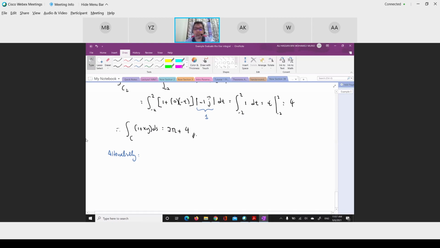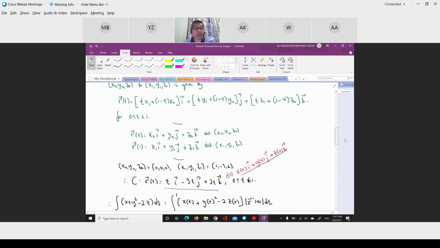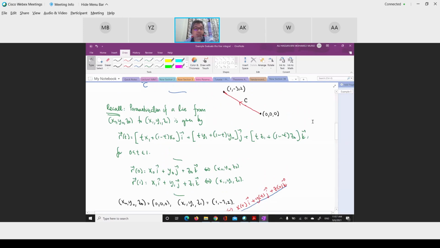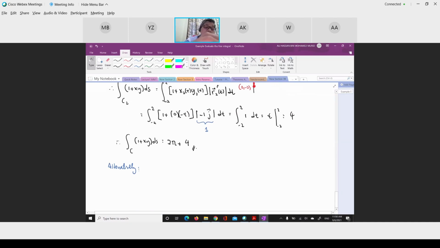Yeah, go to this, something like this. Remember, I discussed this parameterization, joining two points in space. I can also use this form, the parameterization of a line from x0, y0 to x1, y1. We can also use this formula, but without containing k.